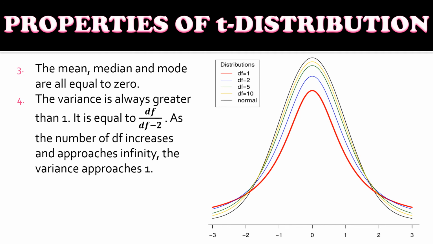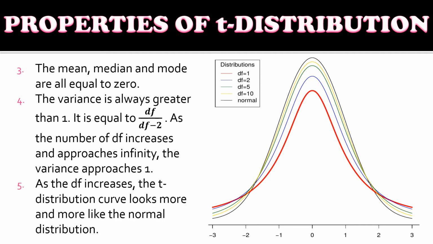The variance is always greater than 1. It is equal to the degrees of freedom divided by the degrees of freedom minus 2. So as the number of degrees of freedom increases and approaches infinity, the variance approaches 1. As the degrees of freedom increase, the t-distribution curve looks more and more like the normal distribution, as I mentioned earlier.